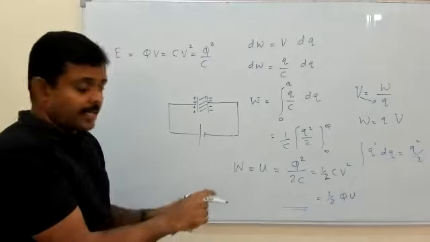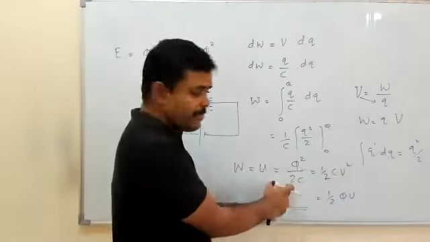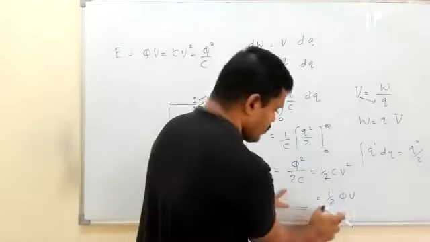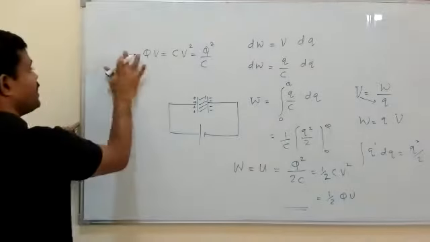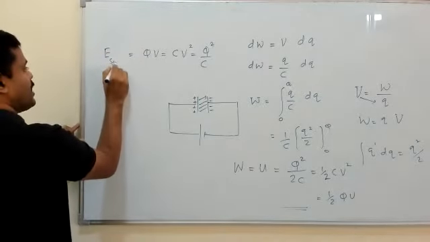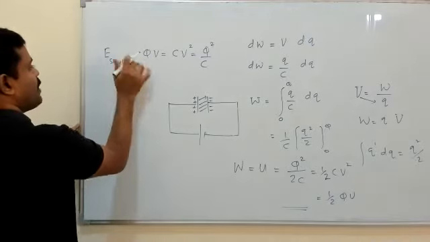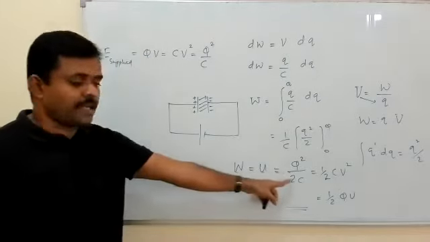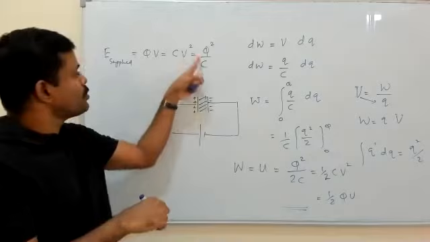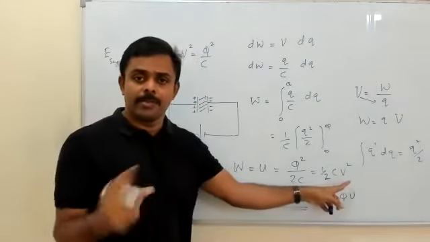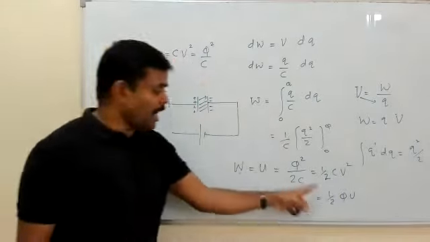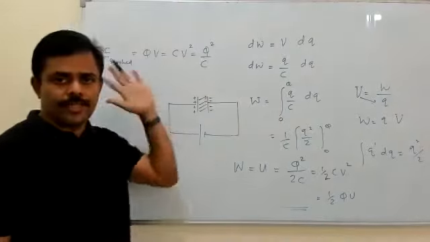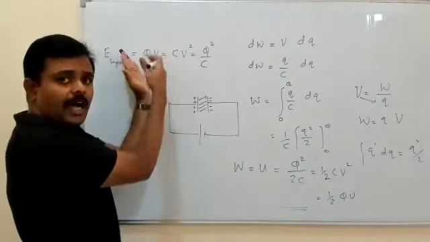I'm repeating. Energy stored is Q square by 2C or half CV square or half QV, while energy supplied by the battery will be double this value. Q square by 2C is double Q square by C, half CV square is double CV square, half QV is double QV. So out of this, half is gone.